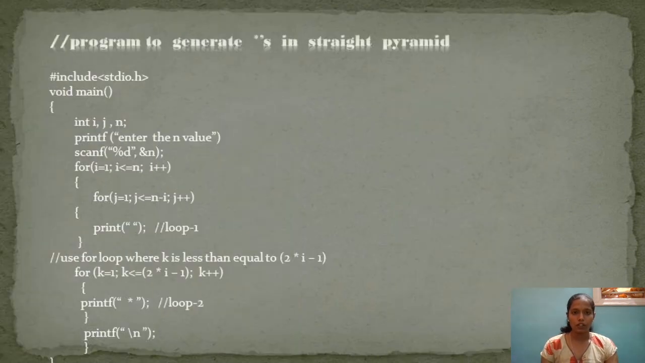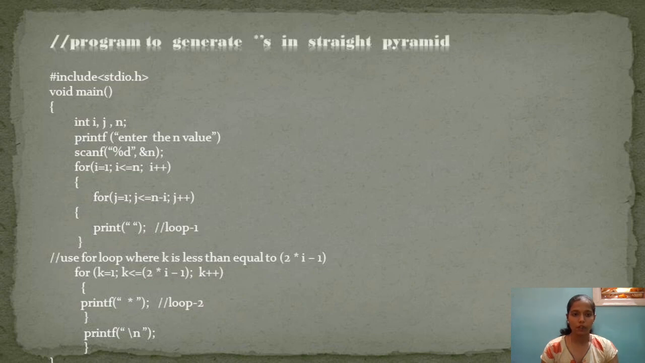Let's see how to generate a program of hash strings in a straight pyramid. Hash include stdio.h. This is the preprocessor directive, and next comes a void main. This is the return type of the program, and next inside the braces there is an int i, j, n, and these are the variable declarations, and a printf. Enter the n value and a scanf %d, &n, and here the printf function is used to display output, and the scanf function is used to take an input from the user.